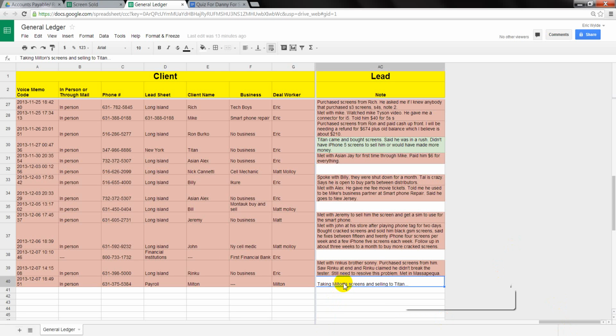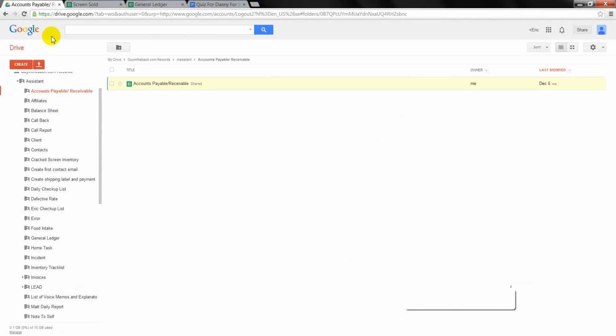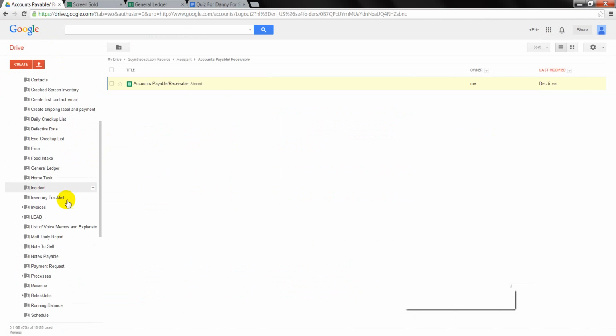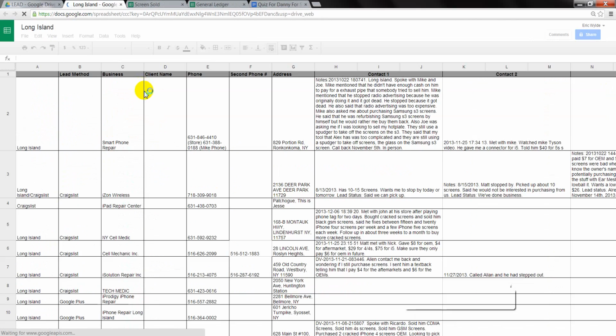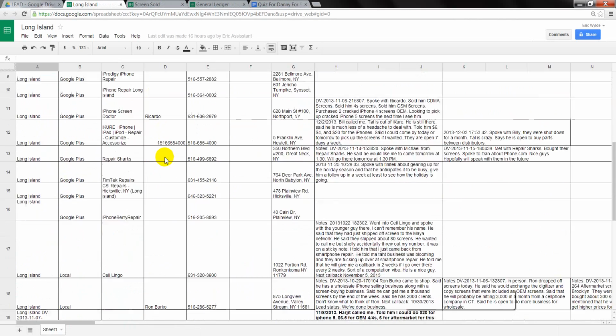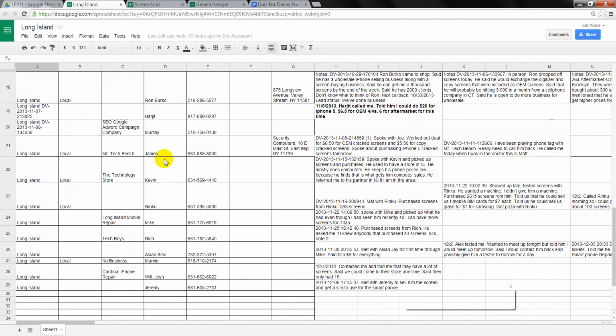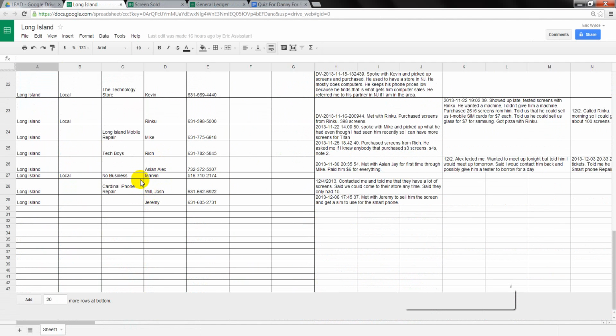So for instance, if we wanted to see what was going on with a client, let's look at Rinku. To find it, you go to lead, and then you look at the lead sheet. So lead, Long Island. Here's where we can find most of the information. So we're looking at Rinku.